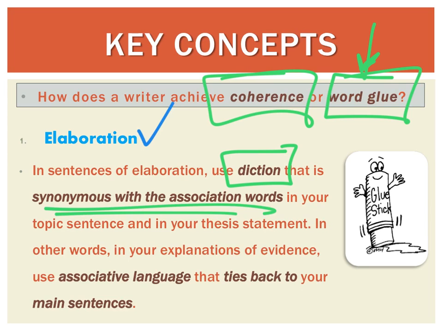In other words, when you explain your evidence, you've got to use associative language that ties back to your topic sentence or your thesis statement. So this really requires you to be very deliberate as you explain a piece of evidence, as you analyze it, being very deliberate about your use of associative language in that explanation.